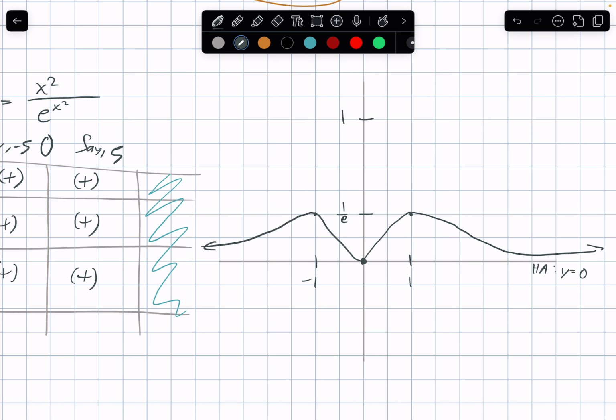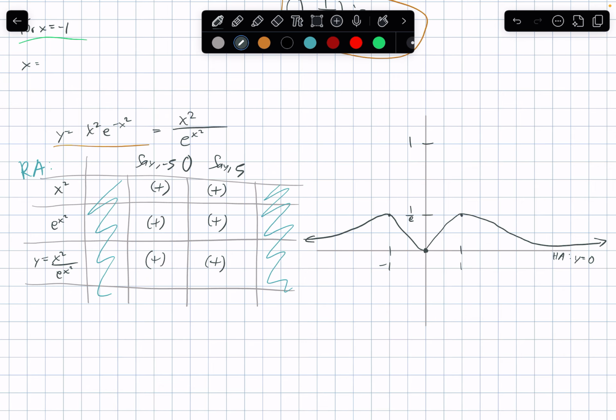So our graph looks roughly like this. Okay? So that is the graph of this function. That's it.